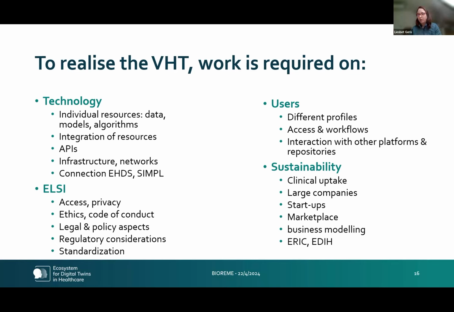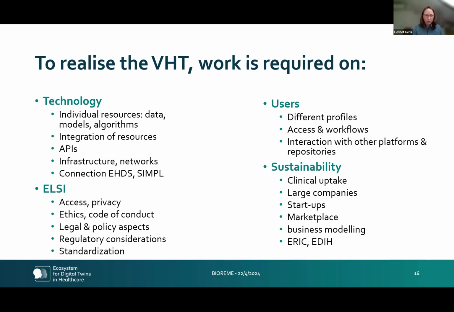And I want to be able to interact. I don't want to have to go to the VHT and then have 20 other user accounts for different other platforms. It should be a one-stop shop that helps you access the other platforms and repositories that are available. And then, of course, there's sustainability that needs to be worked on. How can we get this into clinical workflows? How can we interact with large companies and startups? How can we build businesses on those? And how can we sustain this as a European infrastructure?